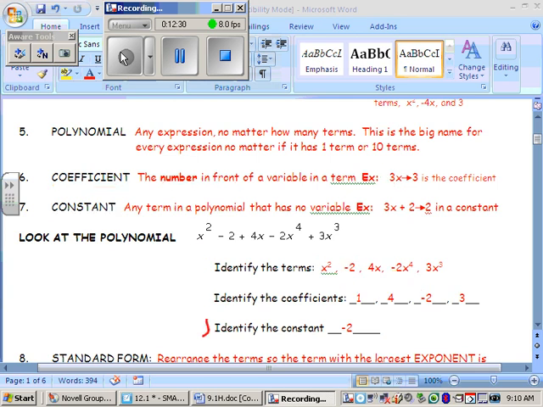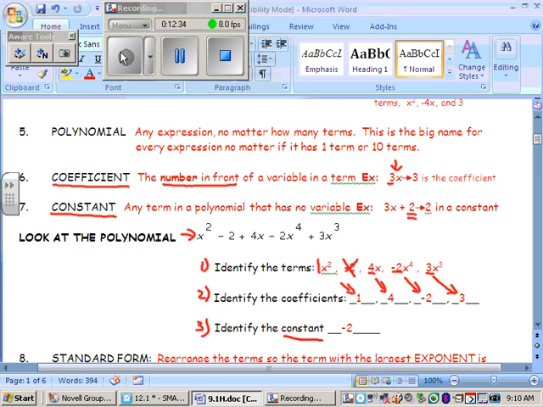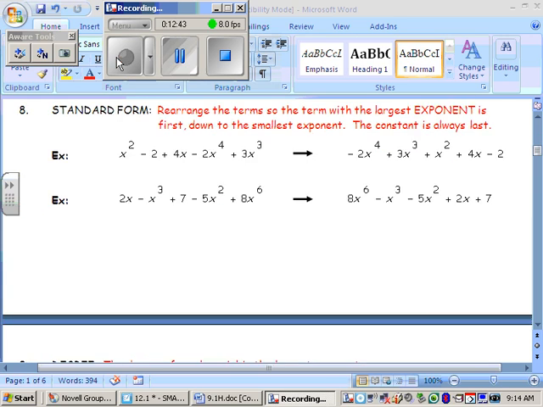The third thing it says to do is identify the constant, which we know is negative 2, because that is the one term without a variable. Let's now take a look at some further information on standard form.